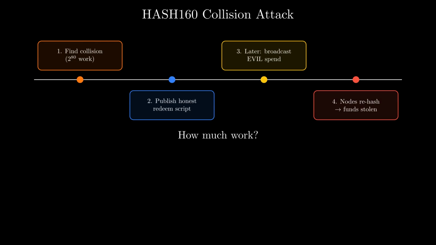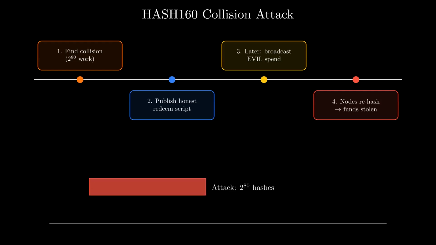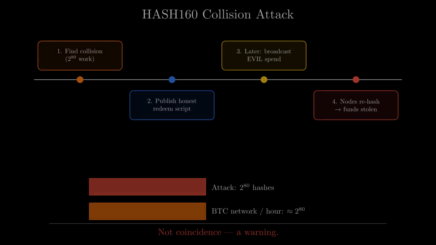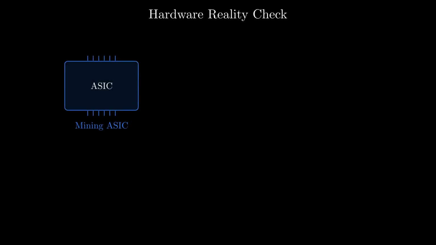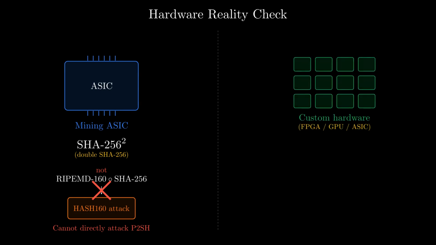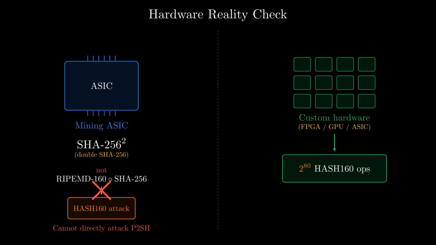How much work is this? 2^80 hashes. The entire Bitcoin mining network performs roughly 2^80 hashes every hour. That's not a coincidence, it's a warning. An important caveat: existing mining ASICs compute double SHA-256, not the RIPEMD-160 of SHA-256 chain that HASH160 uses. They can't be pointed directly at this attack. The threat isn't today's miners. It's that 2^80 work is now demonstrably within reach of specialized hardware. The economic impossibility argument has quietly died.